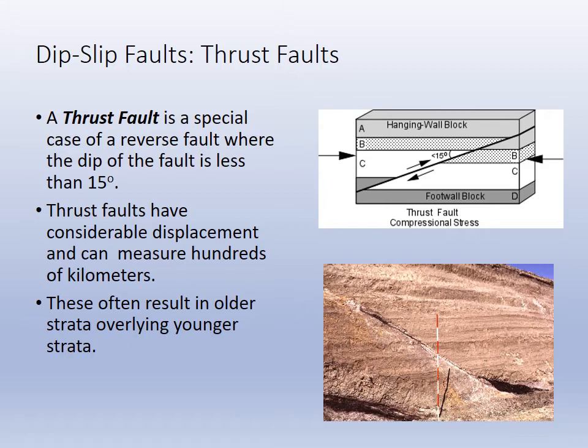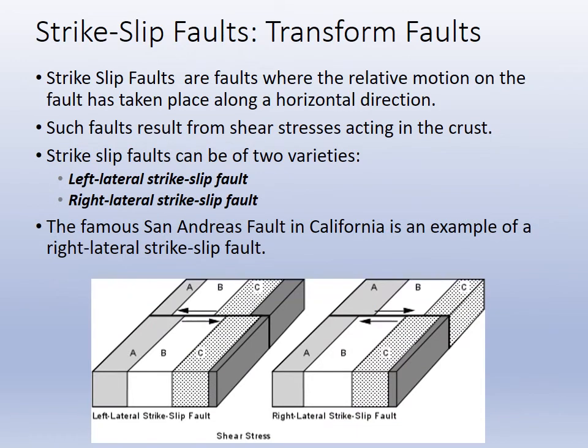The last type of fault is a strike slip. It does not change in the vertical direction, just the horizontal. A left lateral means the plates are moving left. The plate you're facing is moving left. A right lateral, the plate you're facing is moving right. So you have dip slips, normal and reverse, and strike slip, transform.